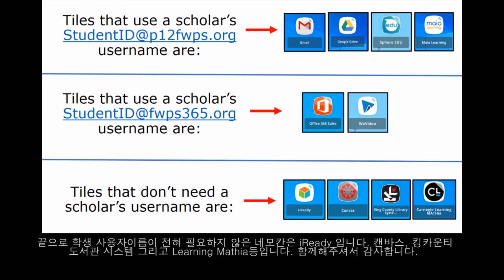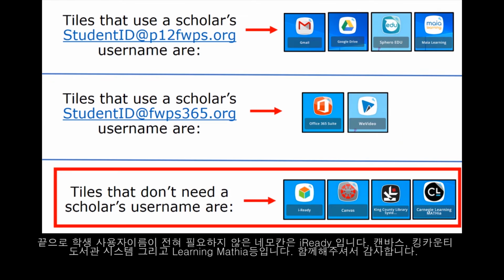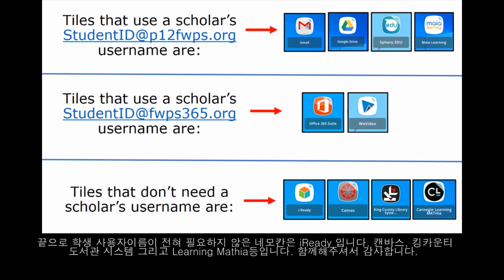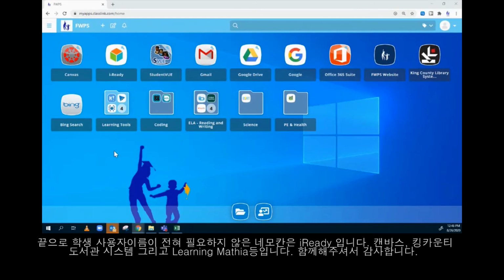Finally, look at some of the tiles that don't need a scholar username at all. iReady, Canvas, the King County Library System, and Carnegie Learning Mathia. Thank you for exploring Launchpad to Learning with us.